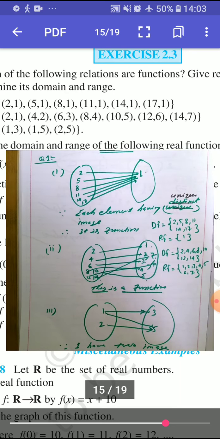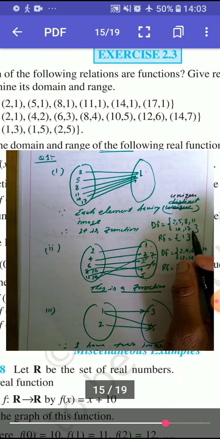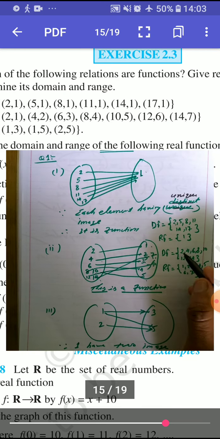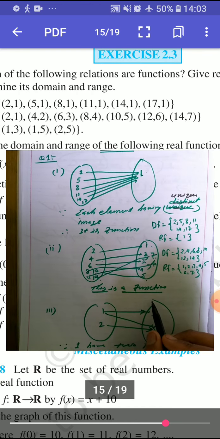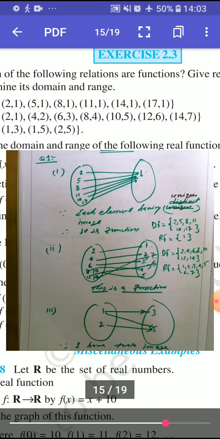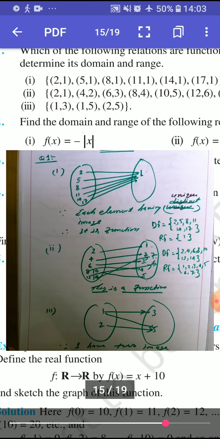Its domain is the set 2, 4, 6, 8, 10, 12 and 14, and the range is the set of elements 1, 2, 3, 4, 5, 6, 7. This is also a function. Okay, now the third part: (1, 3), (1, 5), (2, 5).